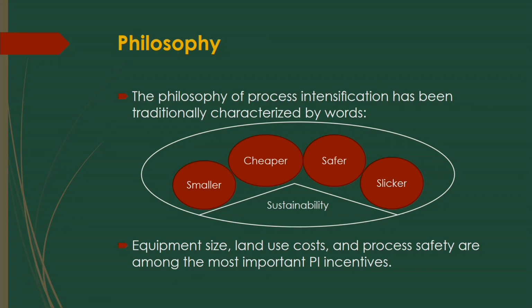Equipment size, land use costs and process safety are among the most important process intensification incentives. So, you have to keep in mind that you have to intensify the equipment, you have to intensify the cost, you have to intensify the safety and also other process techniques.